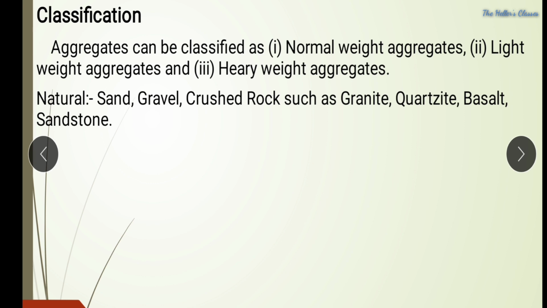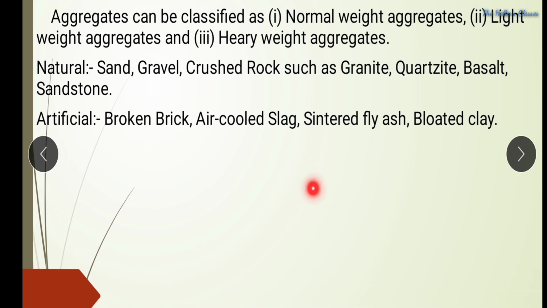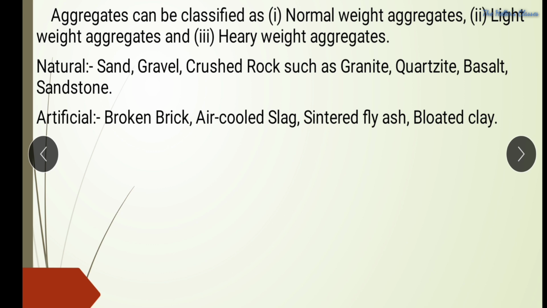Based upon the formation, there are naturally formed as well as artificially formed aggregates that are available in nature and even in the market. Sand, gravel, crushed brick, granite, quartz, basalt, sandstone, and everything are naturally formed stones. Artificial stones are broken bricks, air cooled slag, sintered fly ash, and bloated clay. These are the artificially formed aggregates.